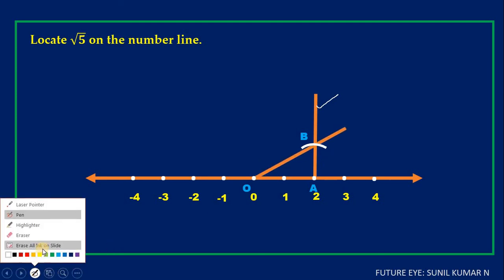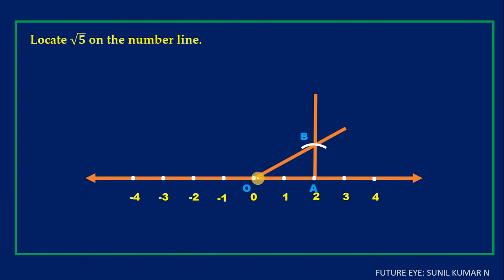Now again take compass, children. Now take the distance of O to B and O as center, means compass needle you have to place it on O and cut one arc like that, and this arc should intersect this line at this point. So give a name for that point. I am giving it as D.